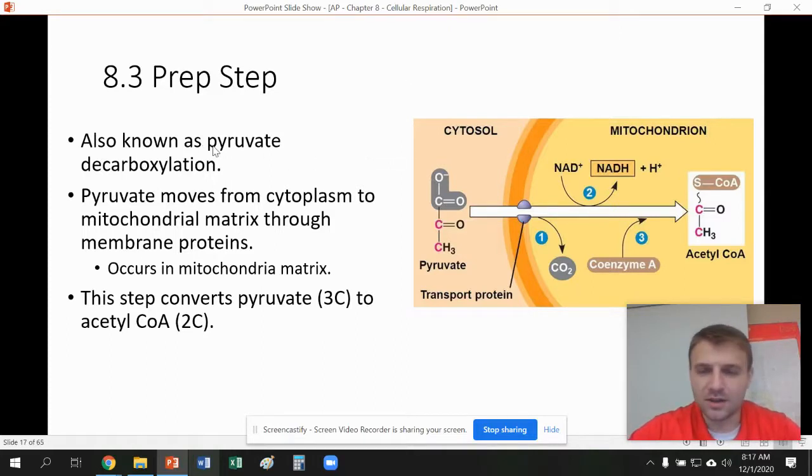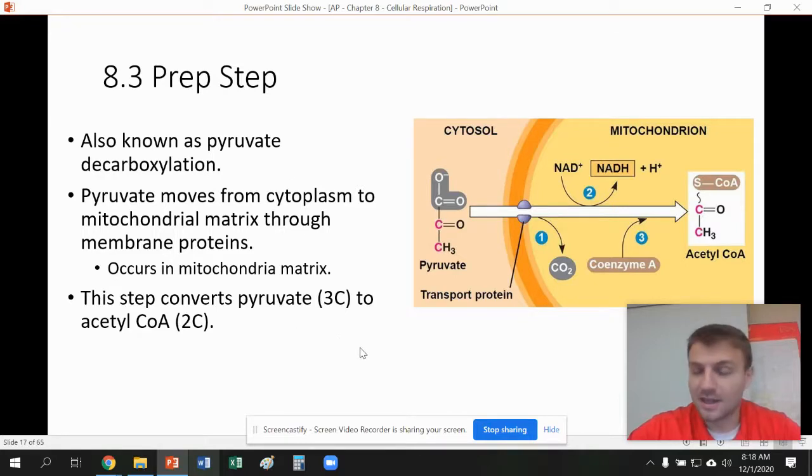But let's talk about why it's called pyruvate decarboxylation. We're going to start out with pyruvate. You can see here this pyruvate molecule. Now, with this pyruvate molecule, understand that I am not looking for you to understand this whole structure. I just want you to know that there's 3 carbons here. Decarboxylation. If you carboxylate something, you're going to add a carbon. If you decarboxylate something, you're going to take a carbon away.